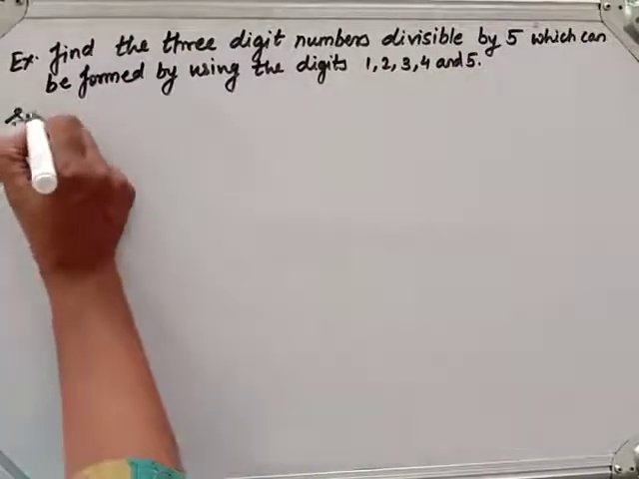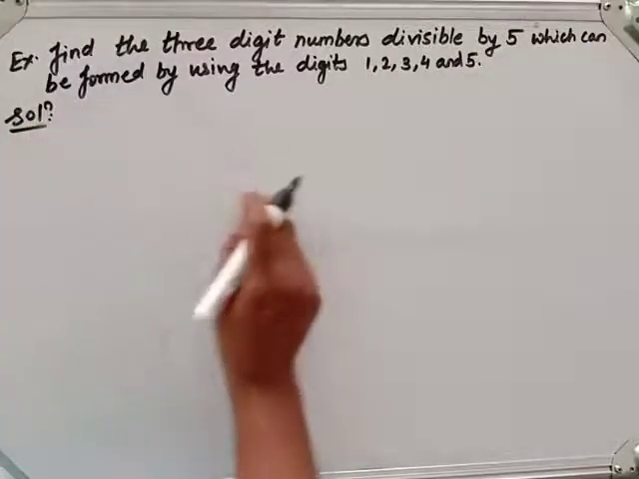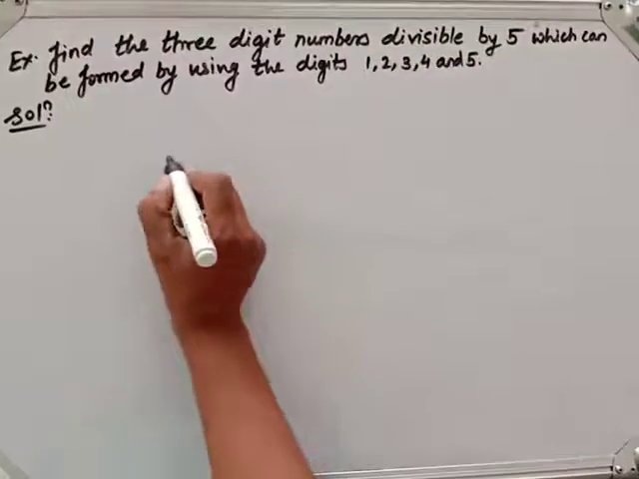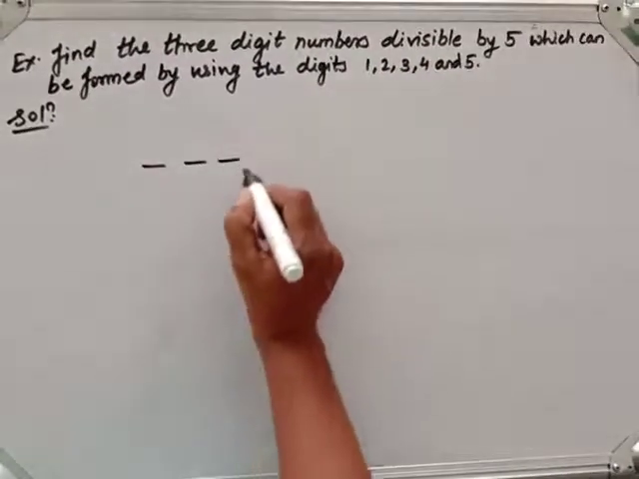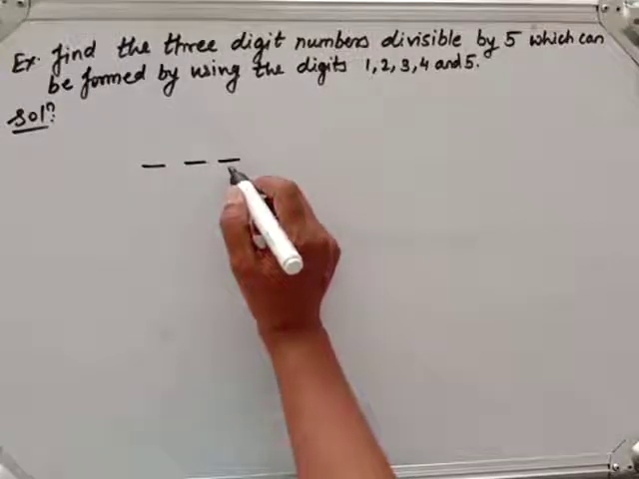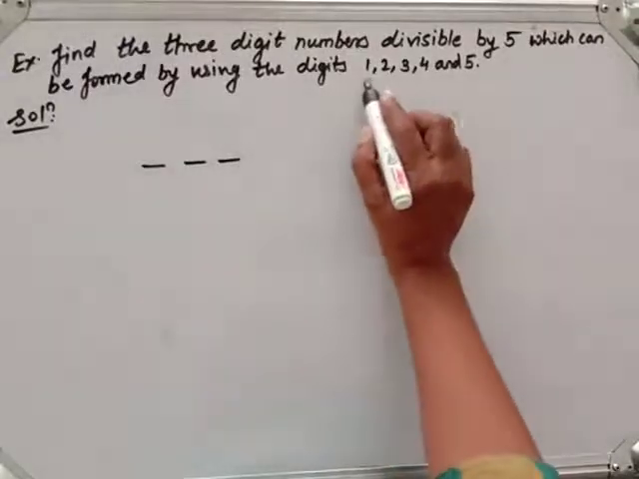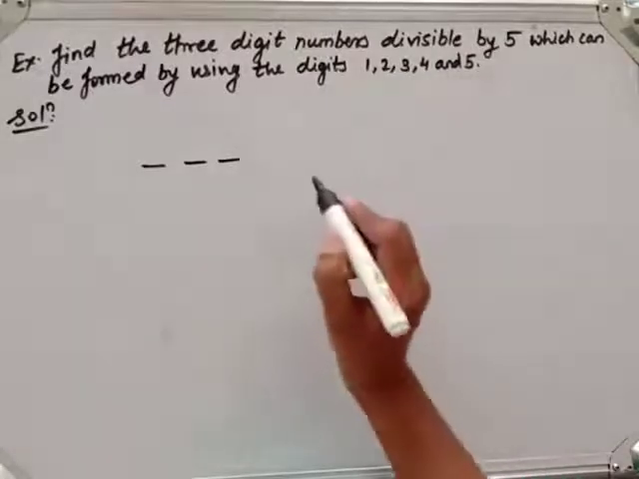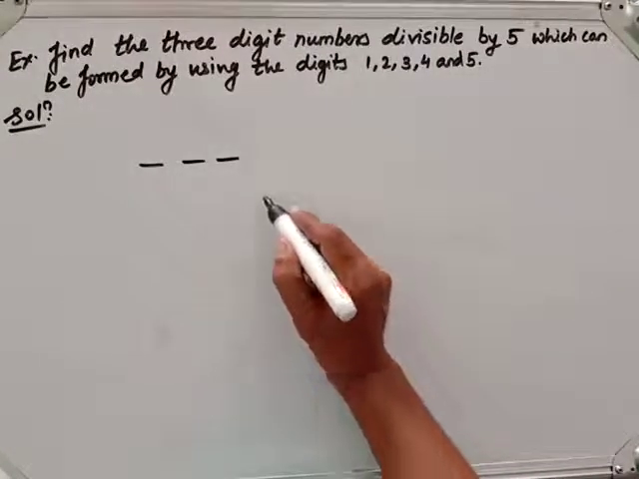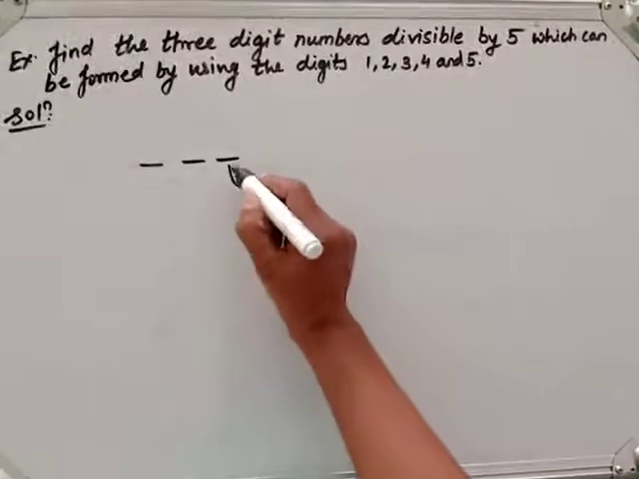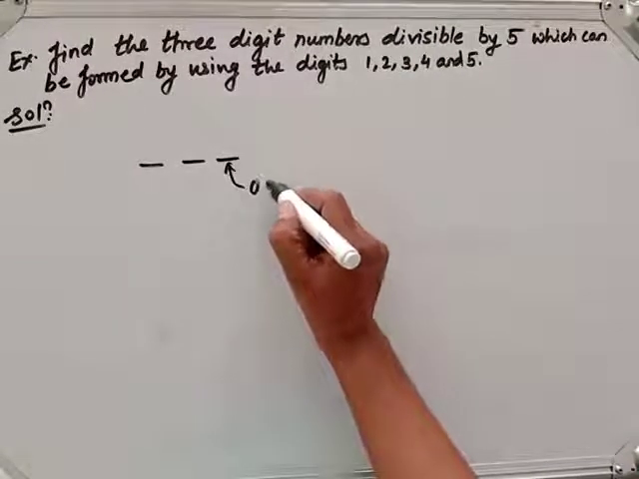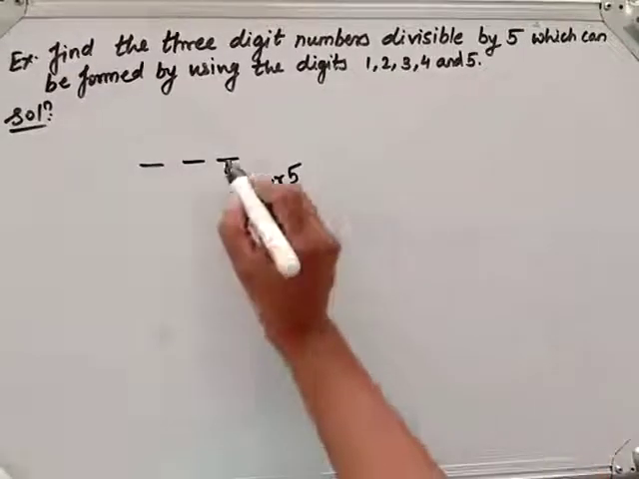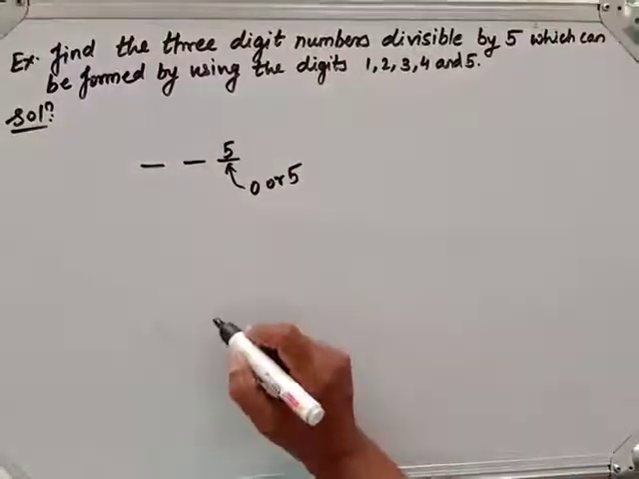So what is the solution here? As the number should be divisible by 5, the 3-digit number is this. The digits given to us are 1, 2, 3, 4 and 5. For a number to be divisible by 5 there is a criterion: the ones place may consist of either 0 or 5. But 0 is not here. So only one choice, 5, will be placed here.